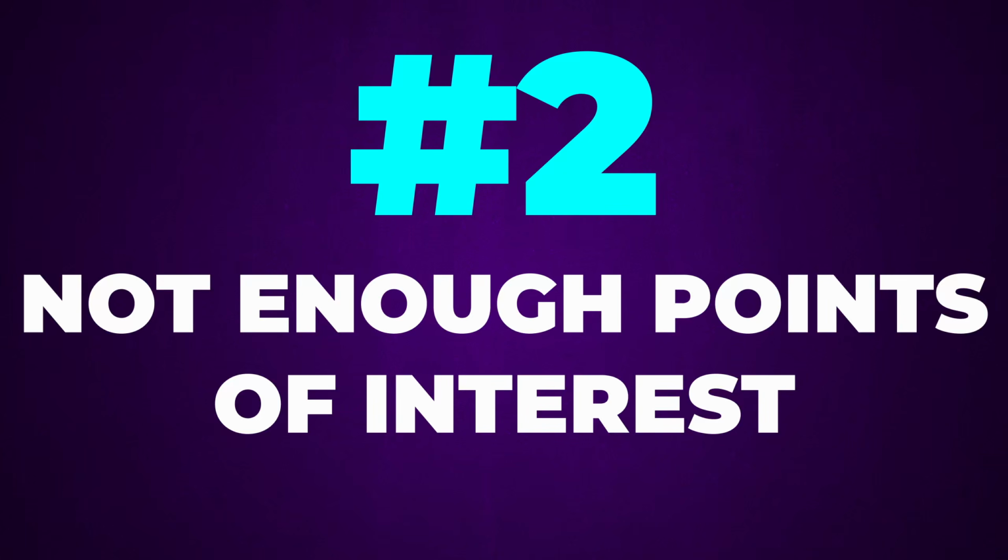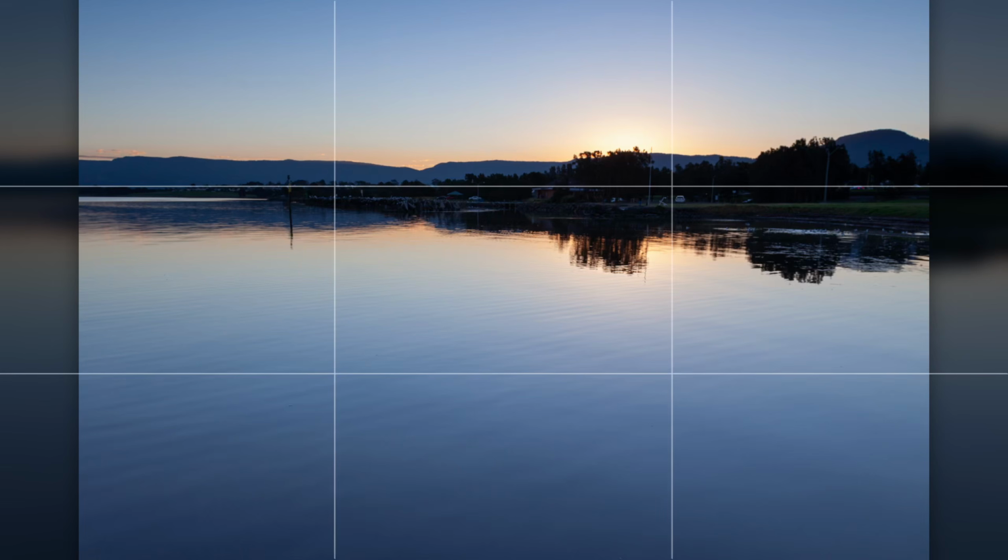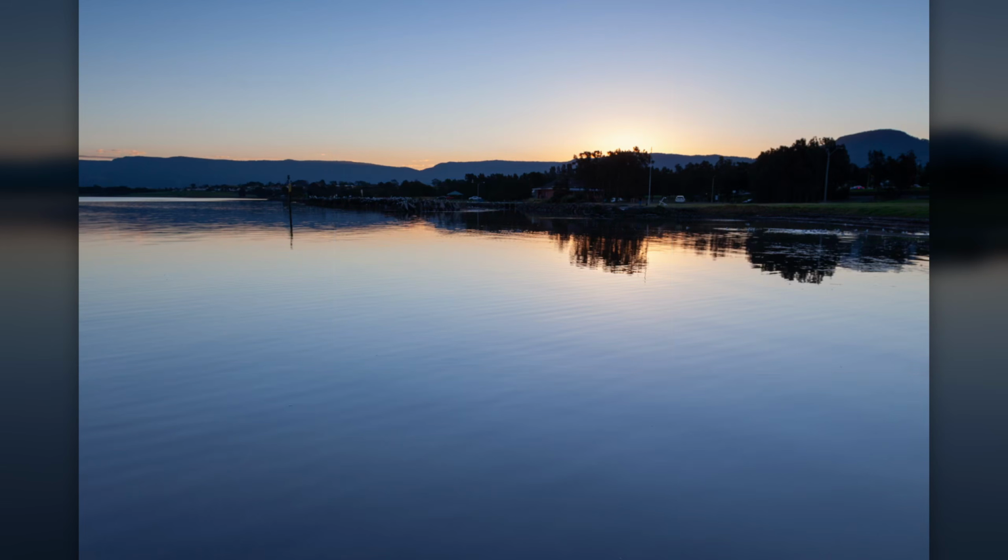Now, the second reason is that there's not enough. This is something I used to get wrong all the time when composing a scene with a large foreground. I'd place the horizon up on the top thirds line, and without a real point of focus in the foreground, that means the bottom 2/3 of this scene would often be very boring and not really give us any reason to look at it.